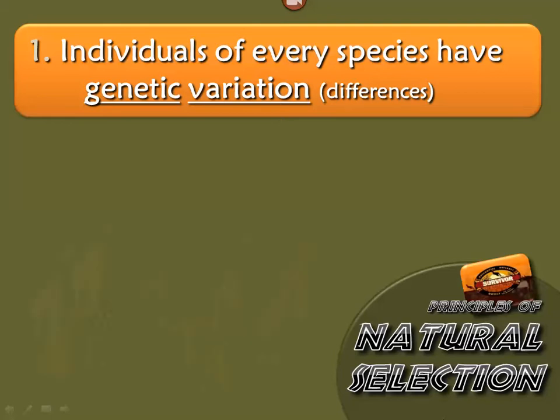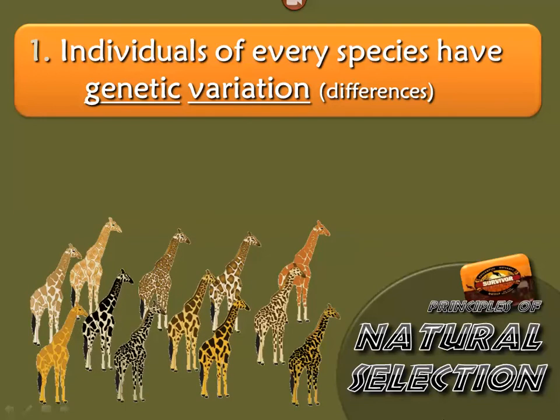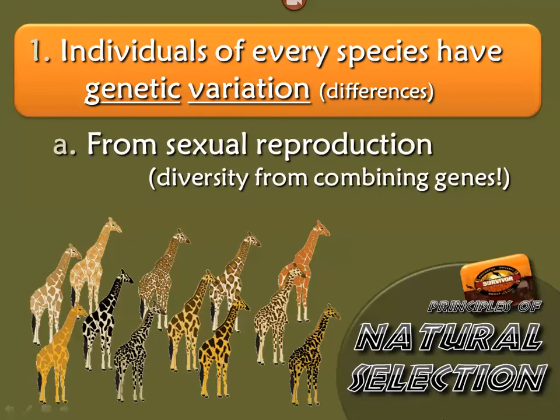So where do they get that variation? Well, they get it naturally through sexual reproduction. So when two parents combine their genes into a new offspring, it turns into something different, a blending oftentimes of many of the traits between the two parents. And so sexual reproduction allows for that diversity, that genetic variation.